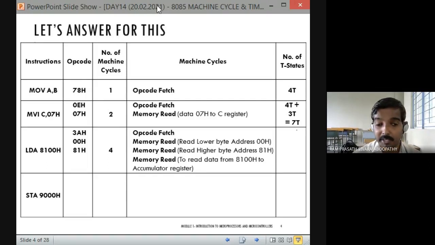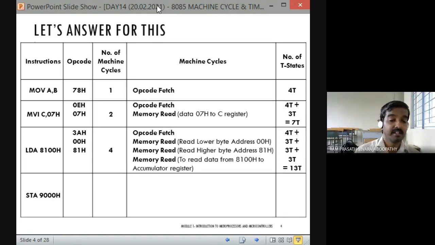So in total, how many T states? For opcode fetch 4 T states, then 3 memory reads. Fine. It takes 13 T states. Very good. 13 T states.